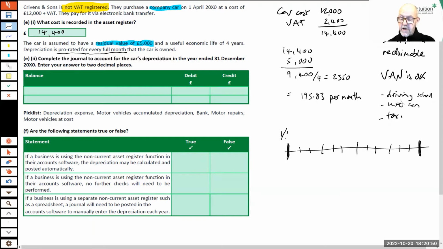There's the 1st of January. There's the 31st of December. We have January, February, March, April, May, June, July, August, September, October, November, December. And we bought it on the 1st of April. So here is the 1st of April. Now, how many months do we think?